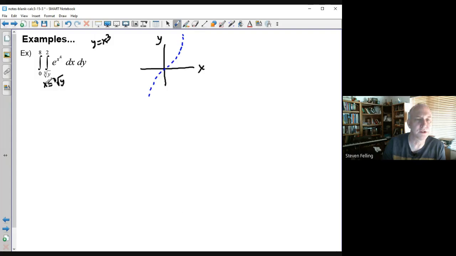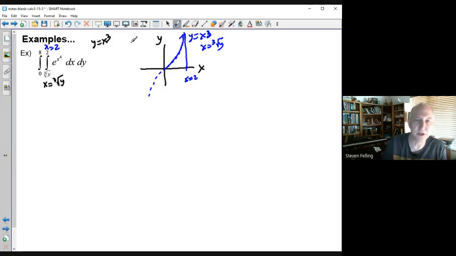Right, but since it was written this way, there's specifically no minus here, so it's not this part here, it's this part. Here is y equals x cubed, or also could be x equals the cube root of y. And then the other one is x equals 2. So x equals 2 would be out here. That's a vertical line.